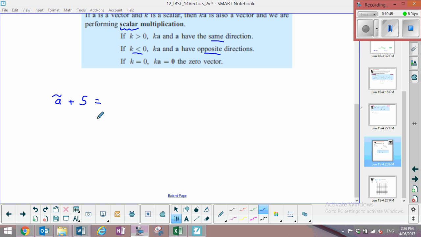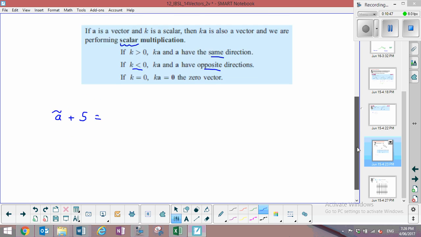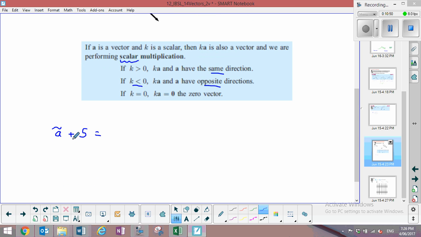I just wanted to put one other thing in here. We've multiplied by a scalar. What if we add a scalar? Can we go vector A plus 5? Does that make any sense? Have a think about that, and let's talk about that in class.